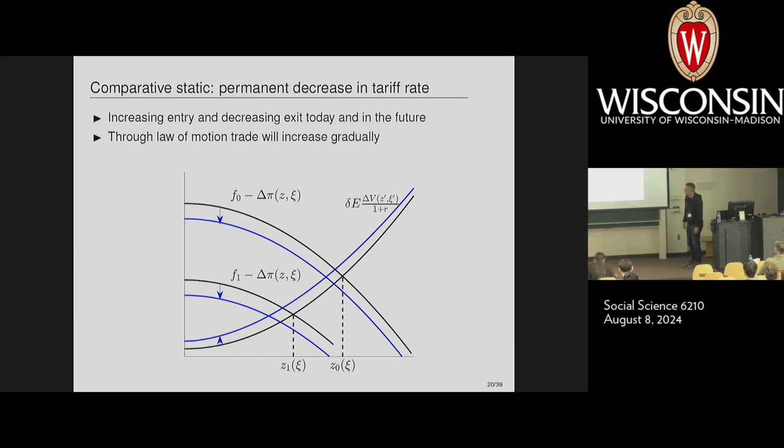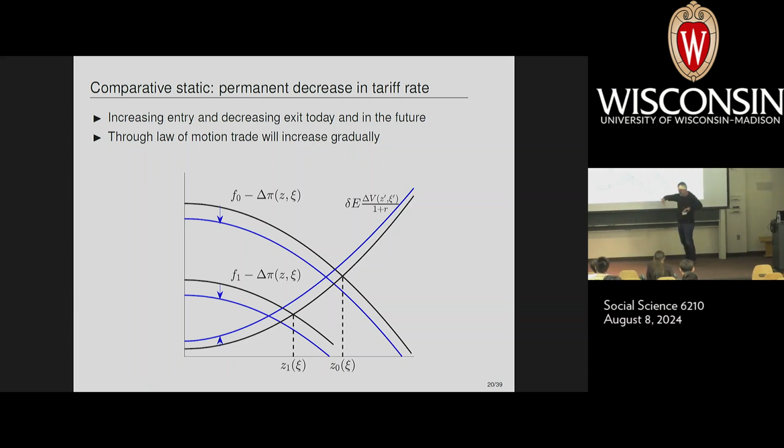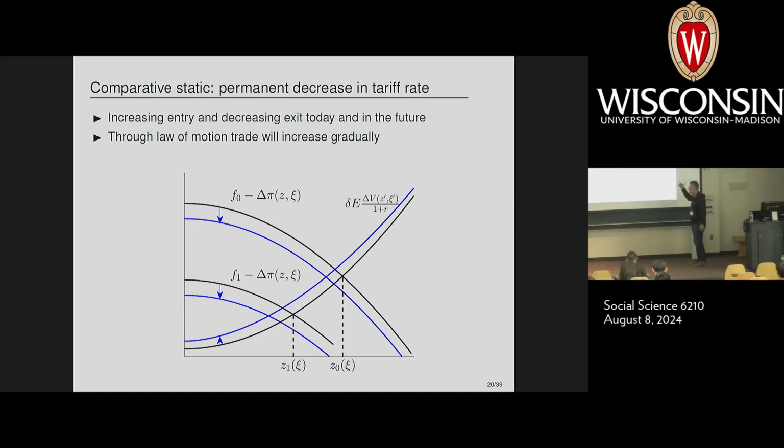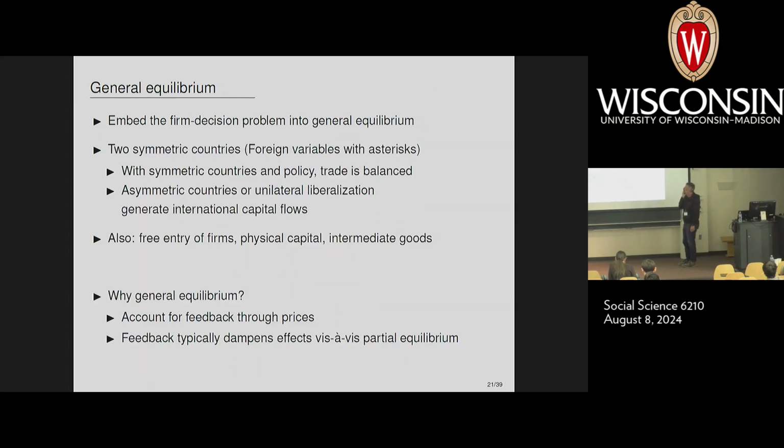Okay? When we go to the general equilibrium, we work out the aggregate dynamics of this. This doesn't happen instantaneously. This is going to happen over time. Firms are going to enter and grow, and this is going to take time for the change in tariffs to work its way through the economy. And I'll show you some of that.